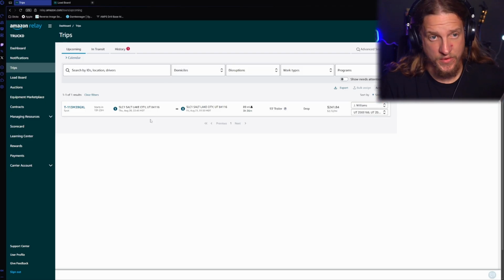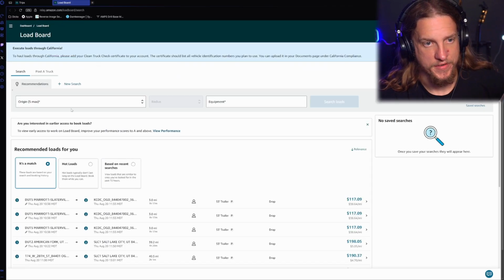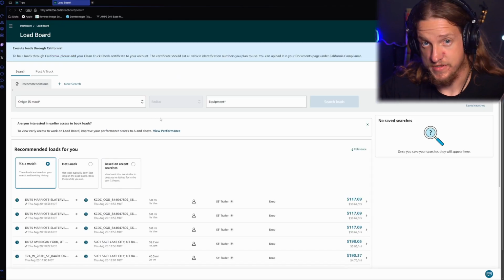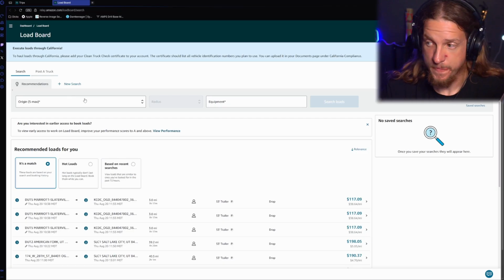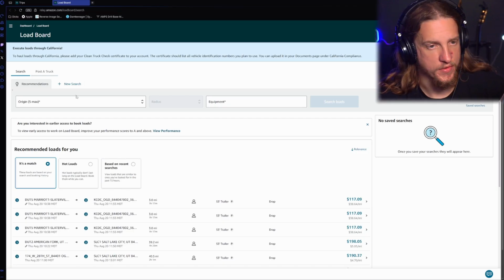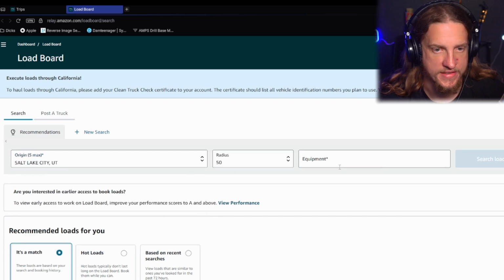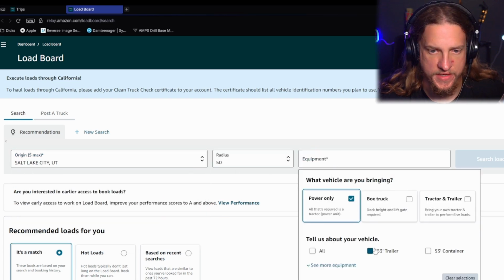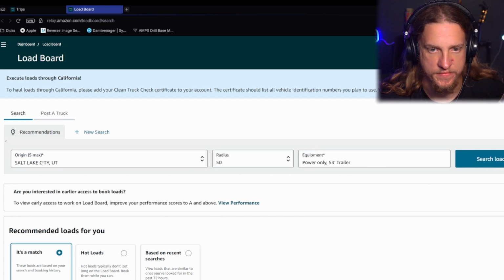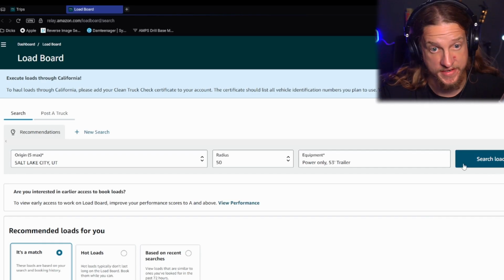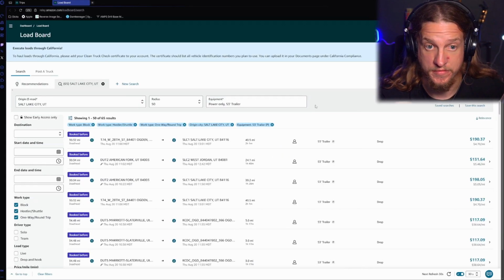Alright, so here we are on the load board, and this is what you generally will see. A key thing to do on the load board is that you need to know exactly what you're looking for. Me, this is exactly what I'm looking for most of the time: Salt Lake City, 50 miles out, power only. That's what I'm looking at.